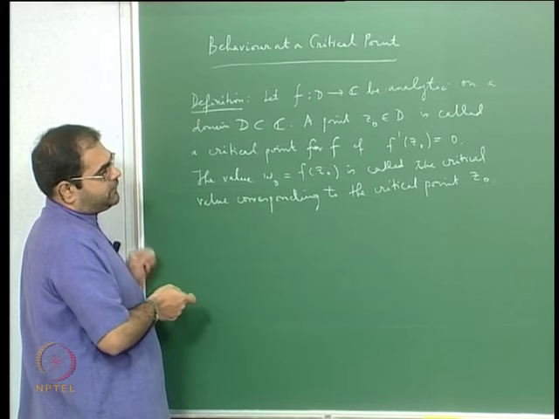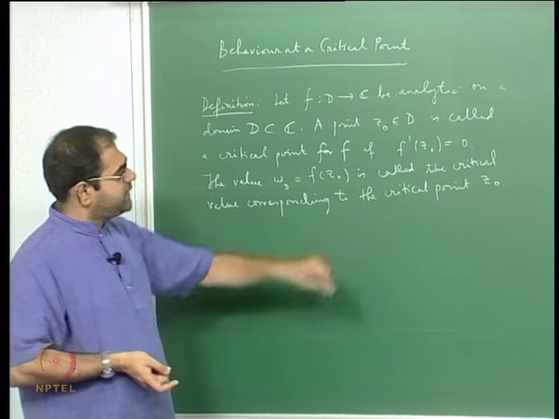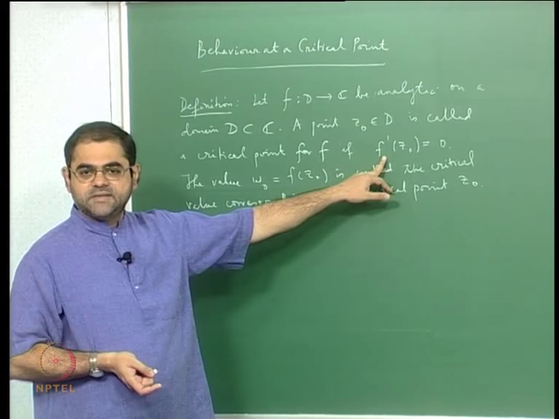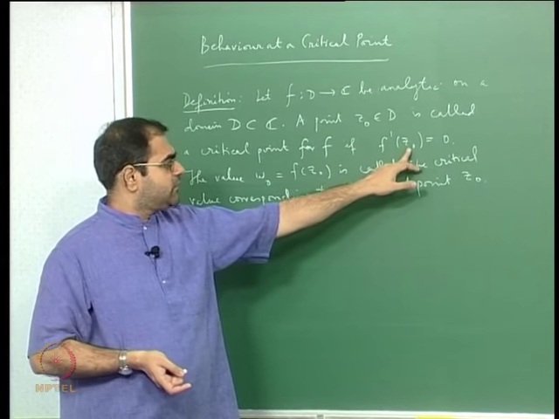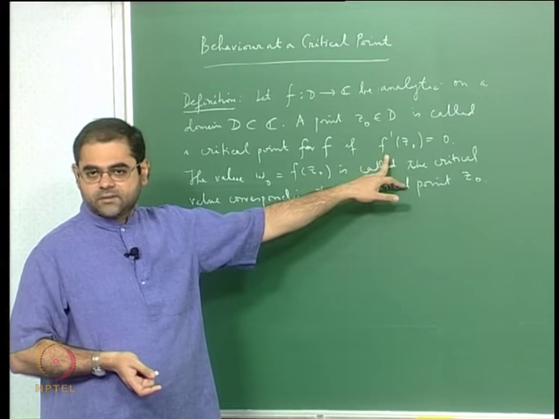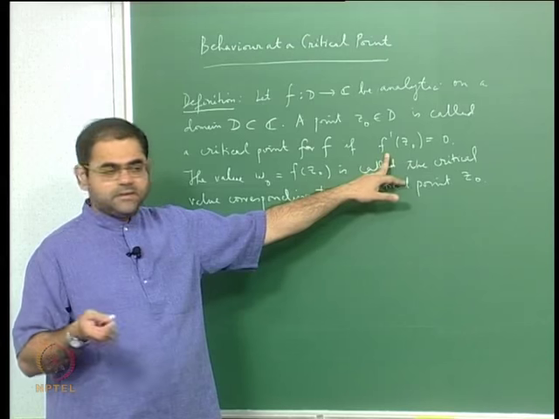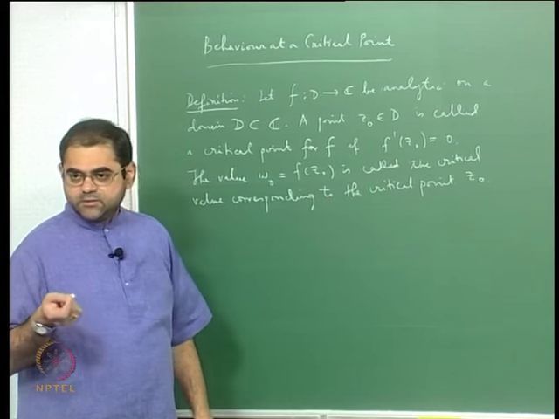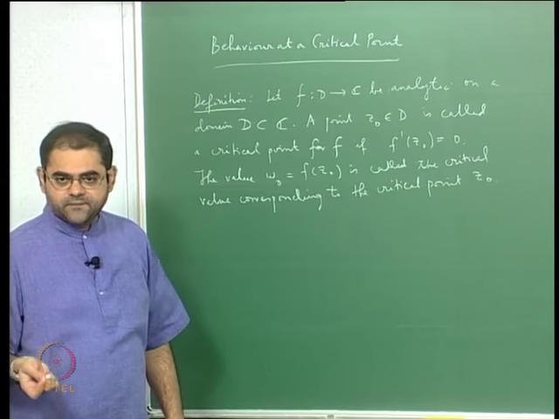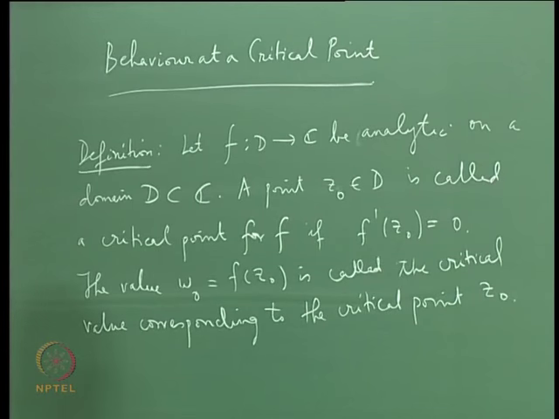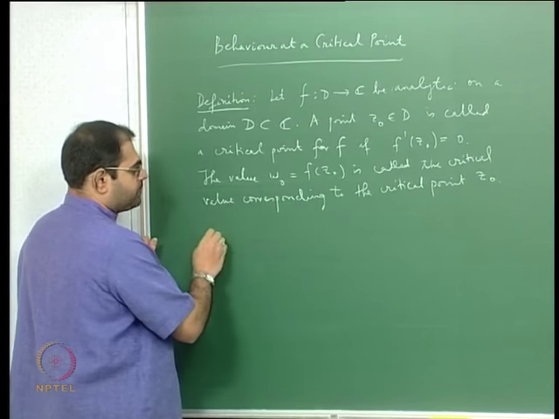And then you can also define the order of the critical point to be simply the order of the zero z naught of f dash, because after all the critical point is a zero of the derivative, and you look at the order of that zero and call that the order of the critical point. So let me write that down.